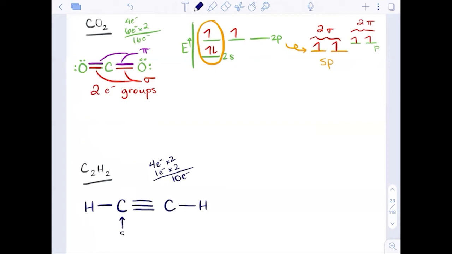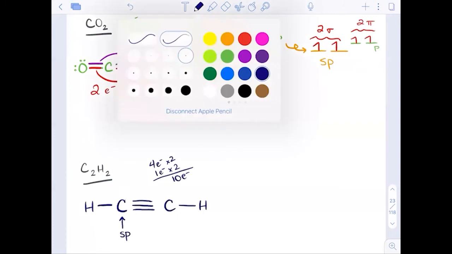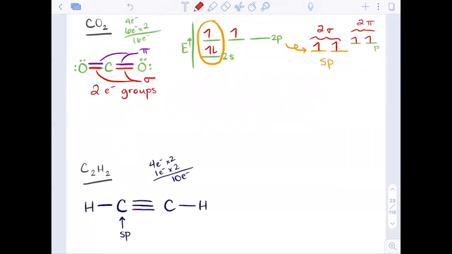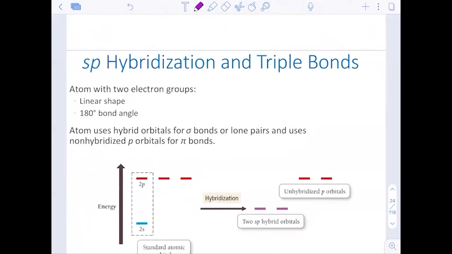This also is sp hybridized. Let's imagine this guy right here. He's got 2 sigmas. And remember, everything else is a pi. So he's got 2 pi's. Even though they belong to the same pair, 2 double bonds in carbon dioxide or a triple bond in C2H2 is going to be a central atom that is sp hybridized.